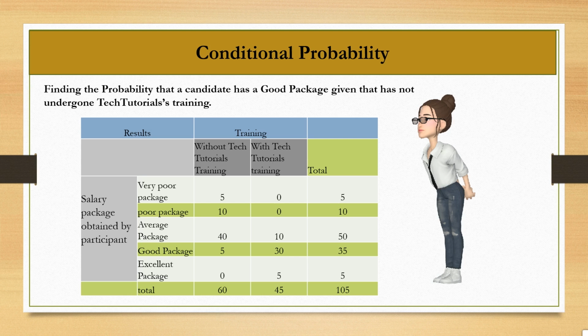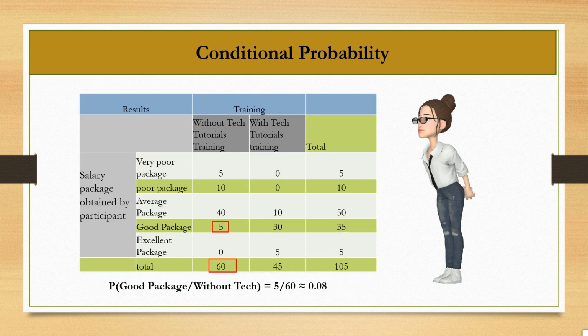That's why this is 5 by 60 and not 5 by 105, because here they have clearly mentioned has a good package given that he has not undergone training. So you have to only consider people who have not undergone training. Five of the people who have not undergone training have gotten a good package. So 5 divided by 60, you get a probability of around 0.08, which is pretty low. So this was all about the different types of probability.